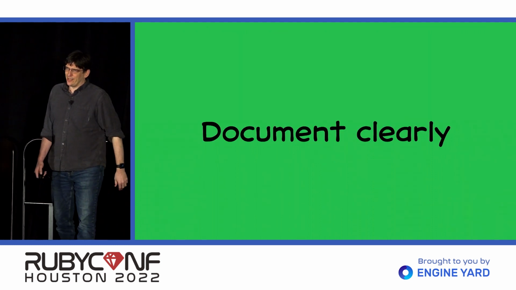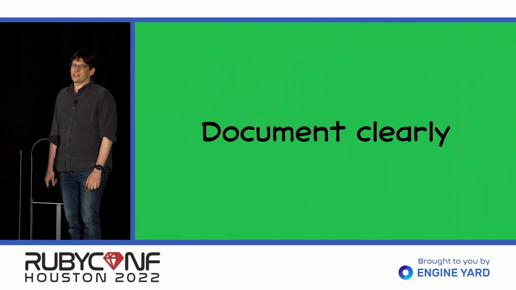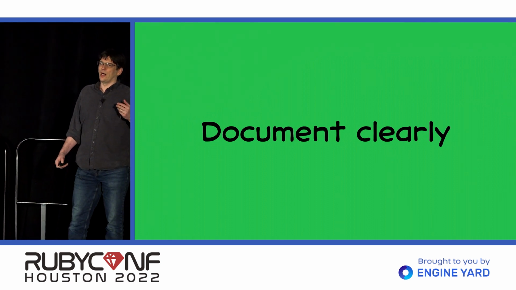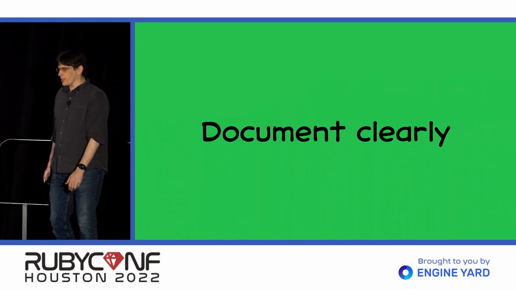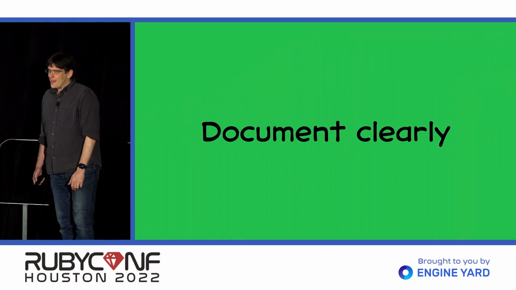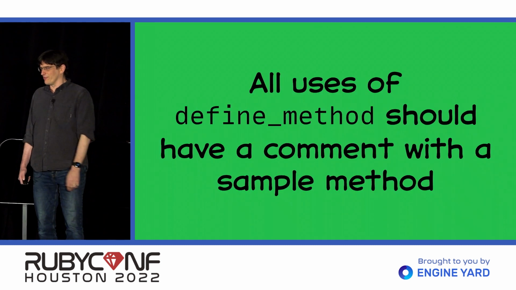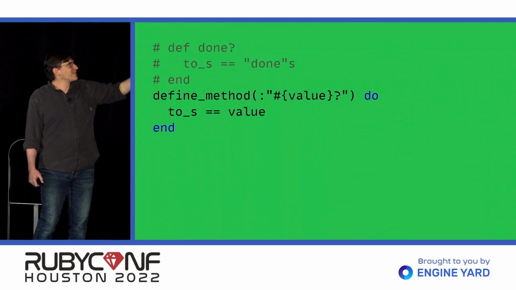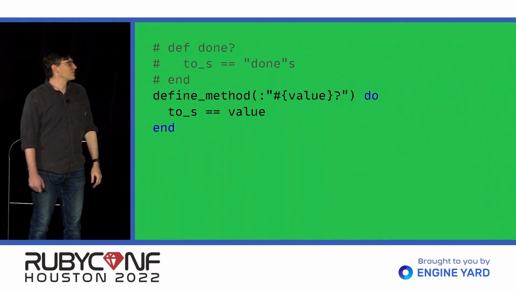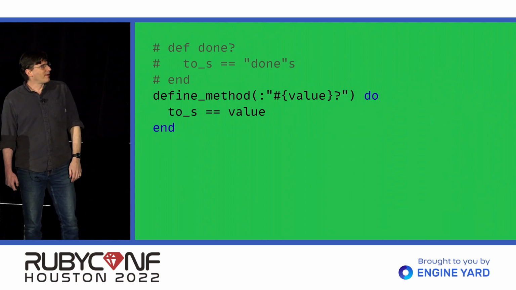You need to document it. This is always true, but it's especially true if you're metaprogramming, and especially true if you're metaprogramming to a group of people that are less familiar with some of these Ruby code structures. Specifically, if you're using define method, you need to have a comment that shows a sample version of the method. I didn't include these in the sample code bases, but you can show here's the predicate method with a sample version of the predicate method.